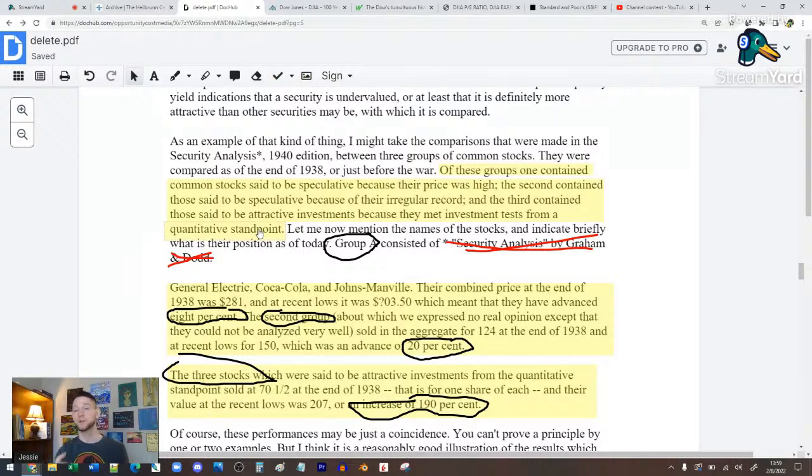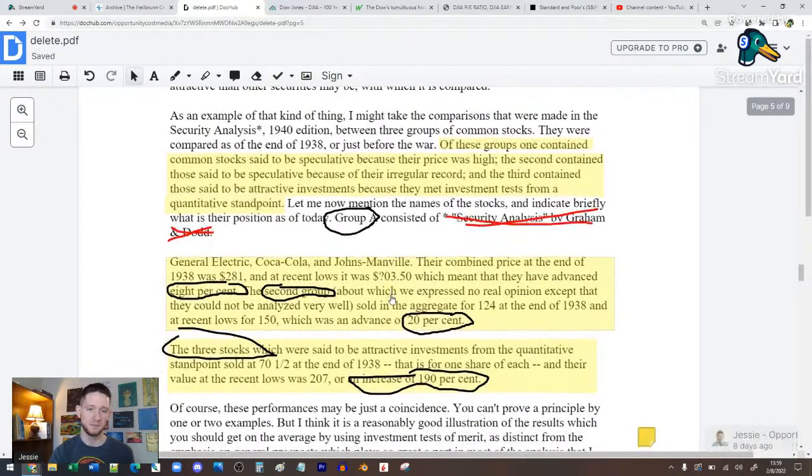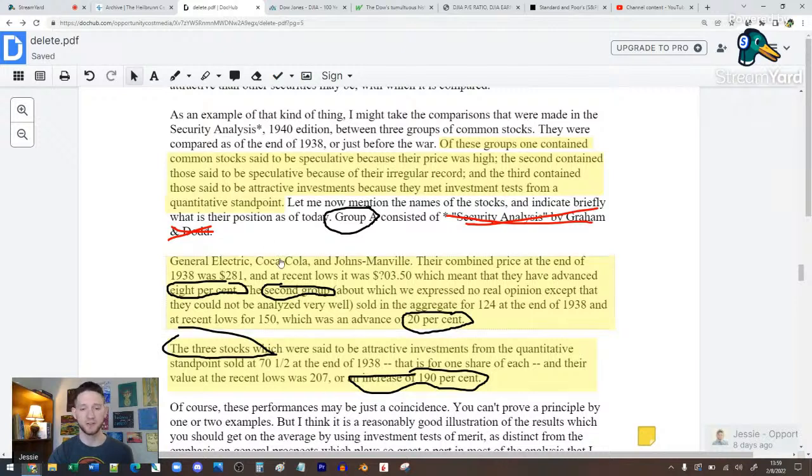So how did they perform? Group A was companies like General Electric, Coca-Cola, and Johns Manville. So these are like the FANGs, the Facebook, Apple, Netflix, and Google of their time, essentially. Their combined price at the end of 1938 was $281, and the recent low was $303.50. I'm guessing it's a 3. That's, like I said, it didn't scan properly, I'm guessing, and nobody edited this. And I say that because he said it advanced 8%. So he said this group, high-flying names, quality names, grew at 8%.